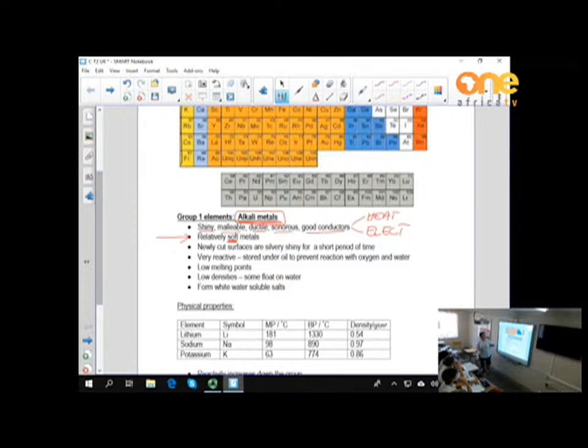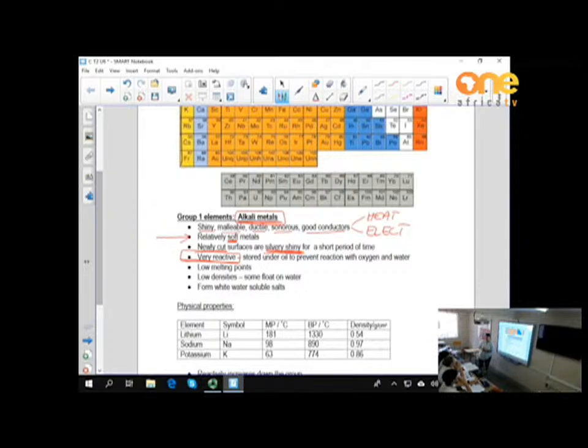So if you take a piece of sodium and you cut it with a knife, the newly cut surface is bright, but as you look at it, it turns dull. Newly cut surfaces will be bright and shiny, but just for a very short period of time, because then it has lost its electrons on the surface and it is dull. They are very reactive. They are so reactive, I cannot take a piece of sodium and put it on the shelf in the laboratory because there would be a danger of it starting to burn.